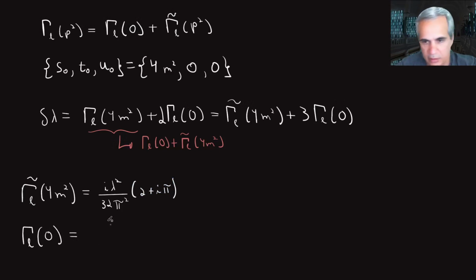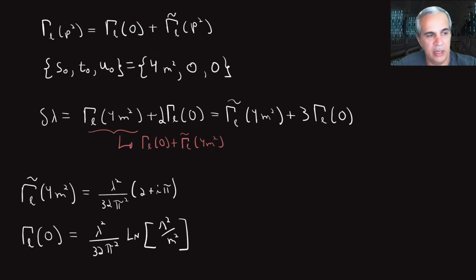And also gamma L of 0 is something I already calculated. I don't have this i here, because before I was calculating i times this, and you had i here and here. So now I'm removing the i on both sides of this equation. Same here, I put the result I had before without the i. It's just lambda squared over 32 pi squared log of lambda squared over m squared.